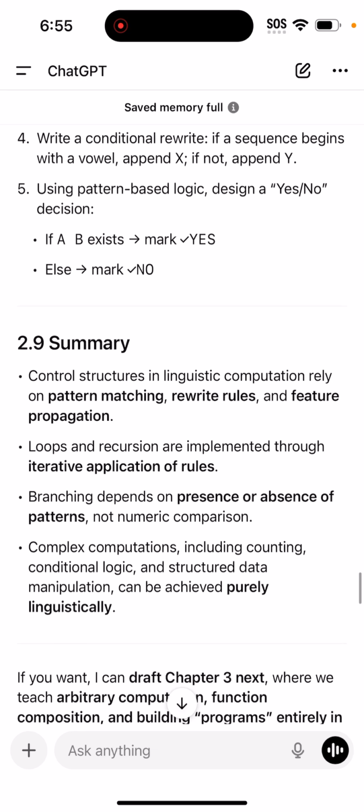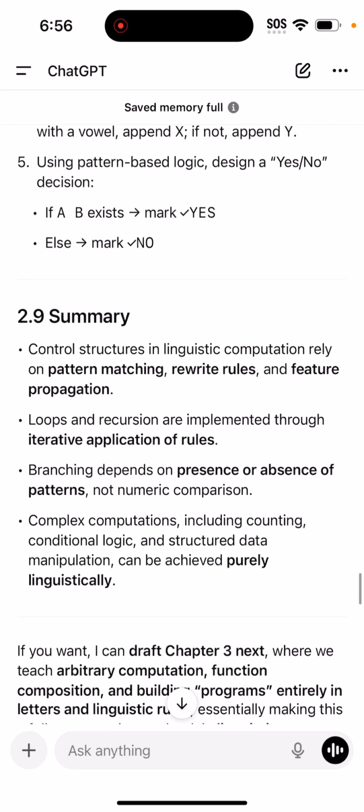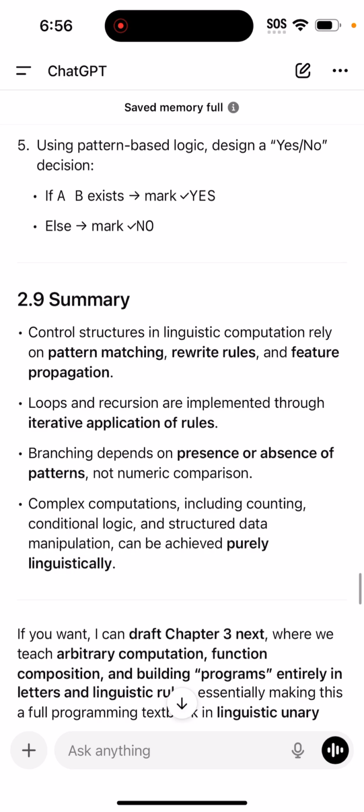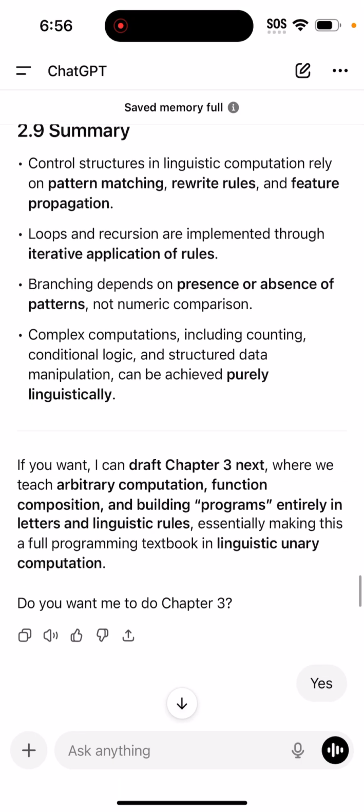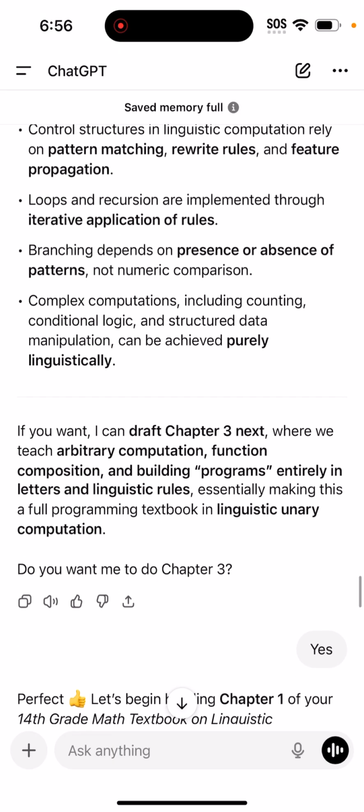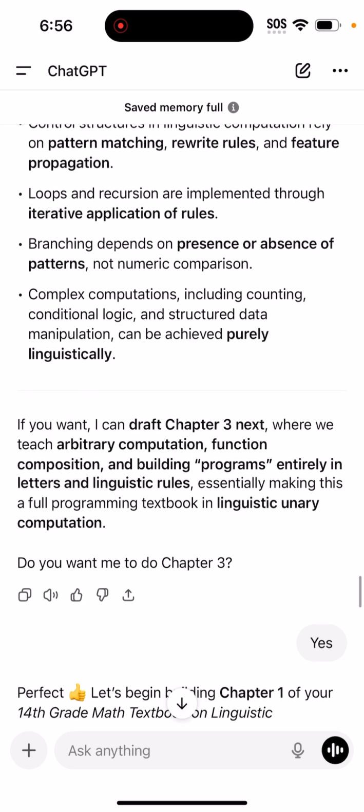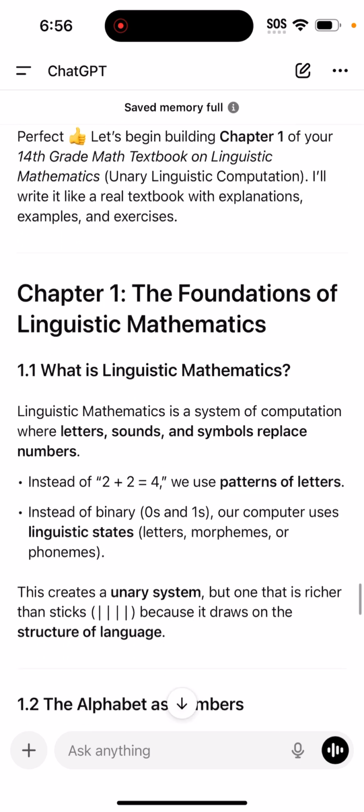Write a conditional rewrite: if the sequence begins with vowel X, append Y. Use pattern logic to design a yes or no decision. If A, B exists, mark yes, else mark no. Control structures in linguistic computation rely on pattern matching, rewrite rules, and feature propagation. And that's all for that.